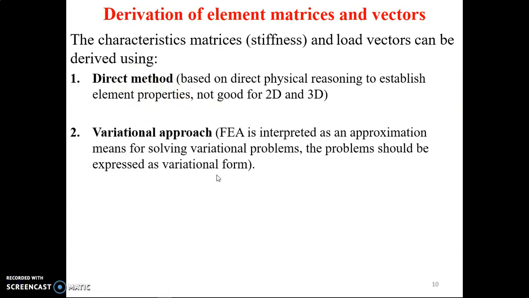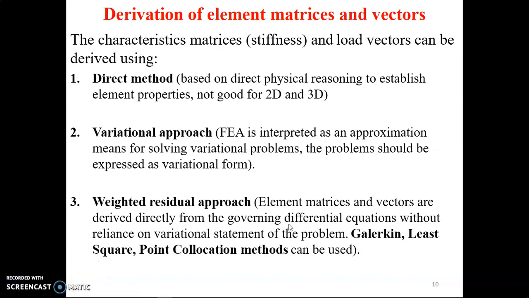The second method is the variational approach. In the variational approach, we will be using variational calculus, that is differentiation and integration, to express a functional, which is a function of the partial derivatives of the primary field variable. Now we will be performing the extremization of this functional, that is, we will be minimizing or maximizing it to obtain the approximate expressions for the primary field variable.